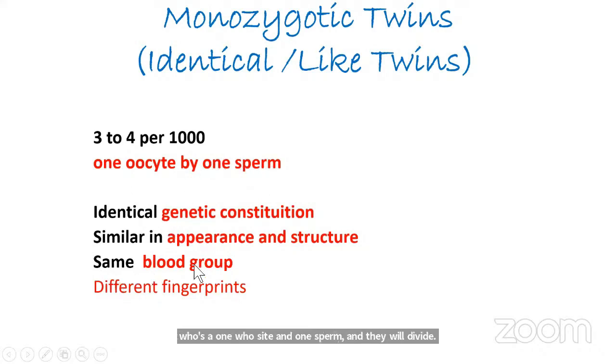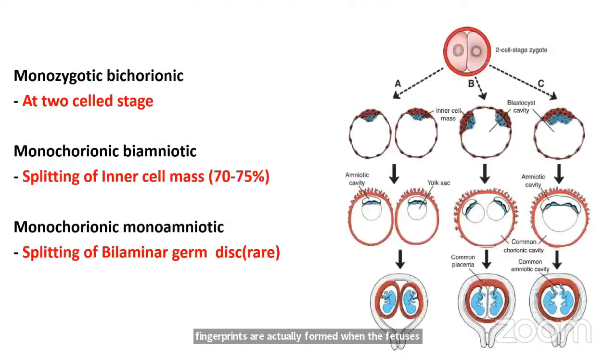So they will be having everything same, genetic constitution, appearance, structure, blood group, but only different thing is fingerprint, because fingerprints are actually formed when the fetus is within the uterine cavity. How they keep their fingers against the uterine wall determines the pattern of fingerprinting.